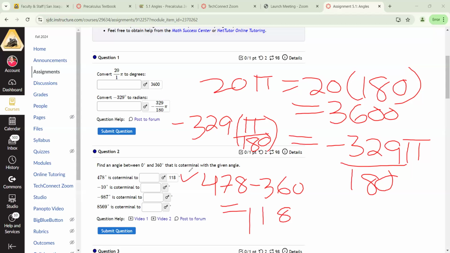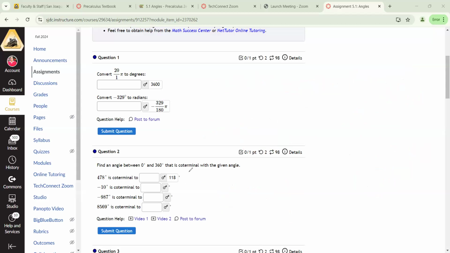Then negative angle, for the negative angle to find the coterminal. So if you have negative 10, you will add 360 degrees to that, which is 350 degrees for this one. So 350 degrees as coterminal to negative angle.